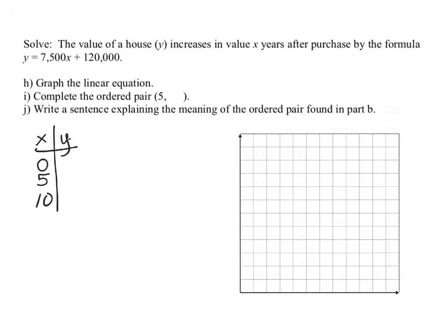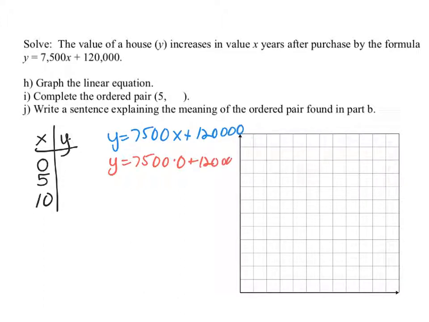We know that the original equation is y equals 7,500x plus 120,000. Let's replace the x with 0, and we get the equation y equals 7,500 times 0 plus 120,000. So we solve that and we get y equals 120,000. We can complete that part of the table.